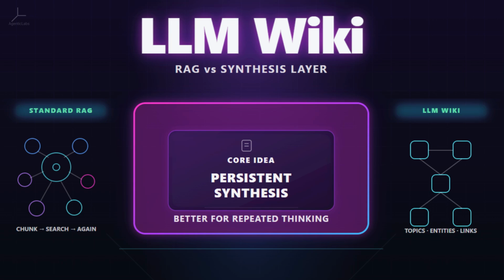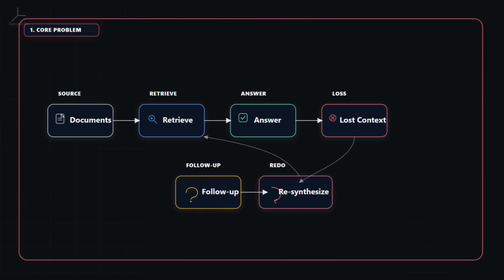Most LLM document systems are good at retrieval, but they're not as good at preserving understanding over time. That is a core problem behind LLM Wiki. This is not a new model architecture, or a new retrieval algorithm. Instead, it is a knowledge workflow pattern. The idea is very simple.